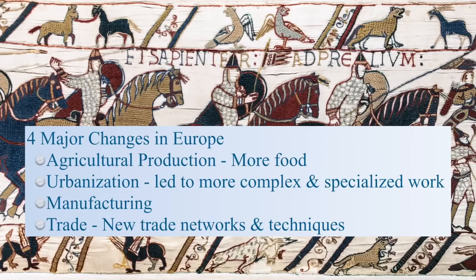The next section we're going to talk about focuses on some changes in Europe that led it to being a more powerful entity on the world stage. The four major changes in Europe focus on a structure that looks like a chain. They start with agricultural production, which meant more food, and we'll talk about how they got there through technology and some other ideas, which led to urbanization, because of a surplus of food, people were able to move back into cities and have more complex and specialized work. This complex and specialized work led to manufacturing, and that manufacturing led to a surplus of goods, which led to trade, and new trade networks and techniques are set up.